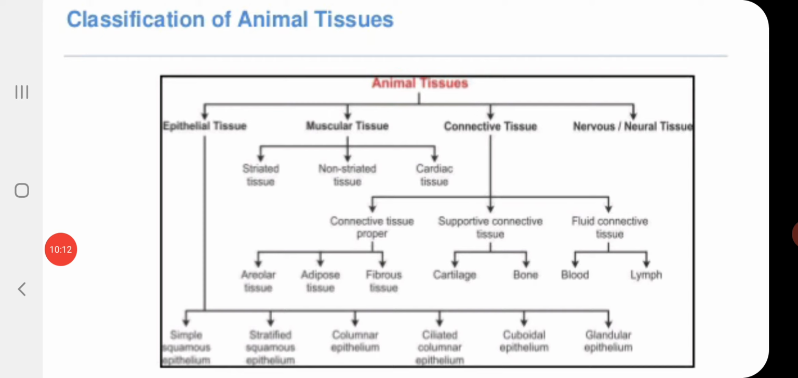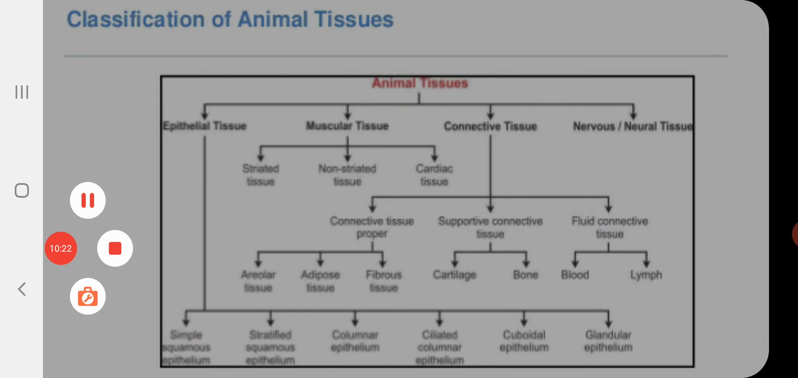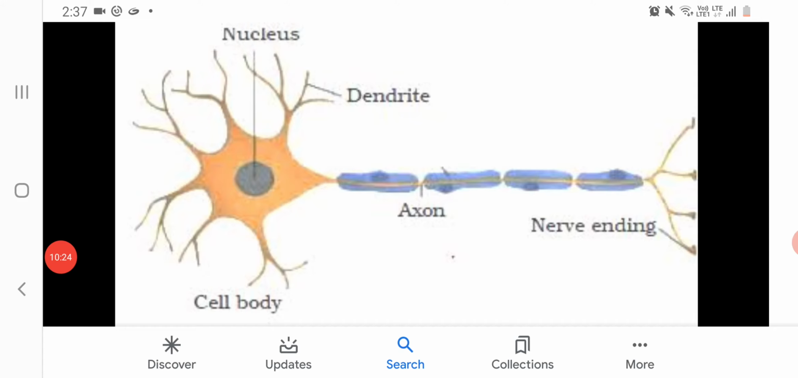Fourth is the nervous or neural tissue. Let us see how the neural tissue is formed and how it looks. This is a nerve tissue containing the nucleus, dendrites, axon and nerve ending. So these are the main three parts: dendrites, axon and nerve ending. The main work of the neurons is to send messages from the brain to the whole body and from the whole body to the brain. So this is the work of neurons.